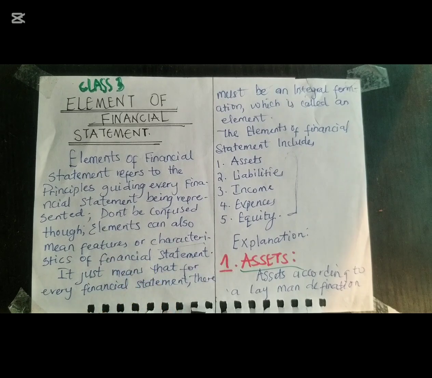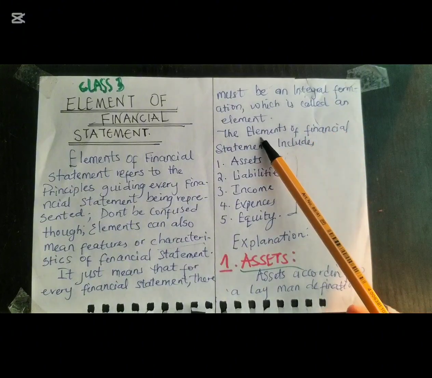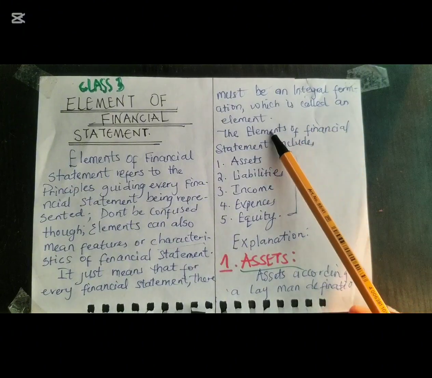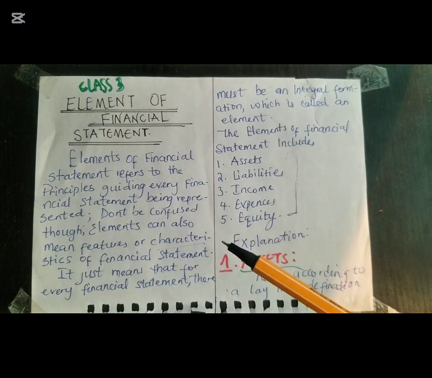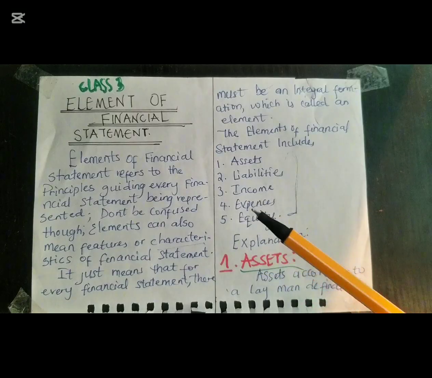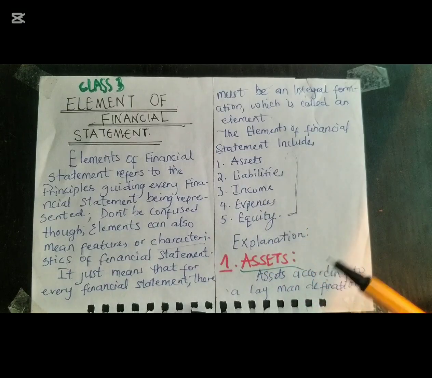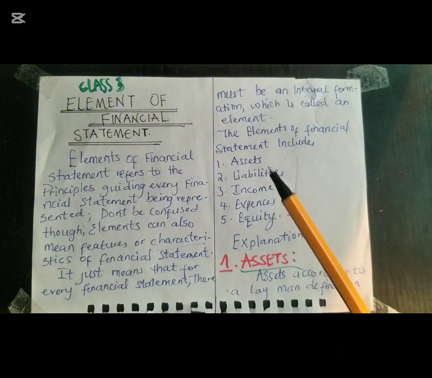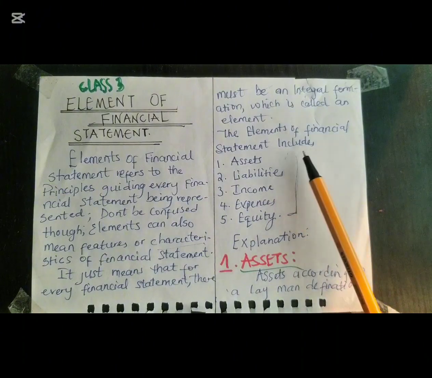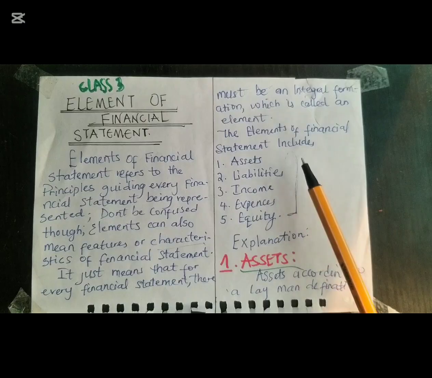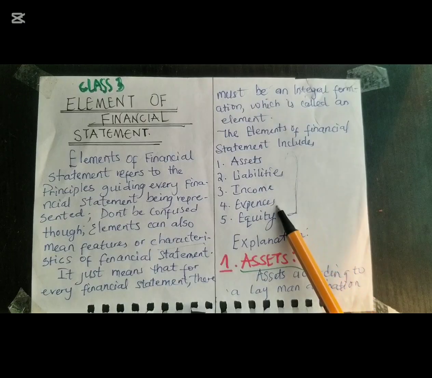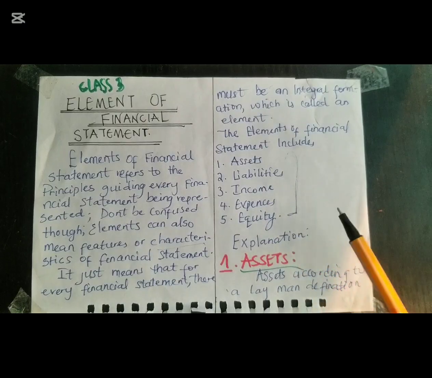It just means that for every financial statement there must be an integral formation which is called an element. So you have to understand that for every financial statement being represented, there must be elements that make it up. The elements of financial statement include assets, liabilities, income, expenses, and equity. Now, explanation.